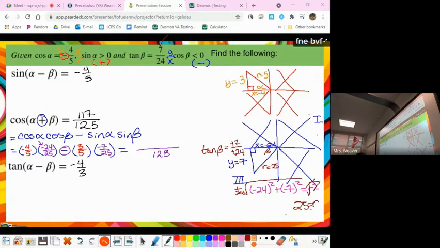Negative times a negative is a positive. So that's going to be 80 plus 16 is 96. Minus a negative will make a positive 21. Okay, and that gives me the 117 over 125.